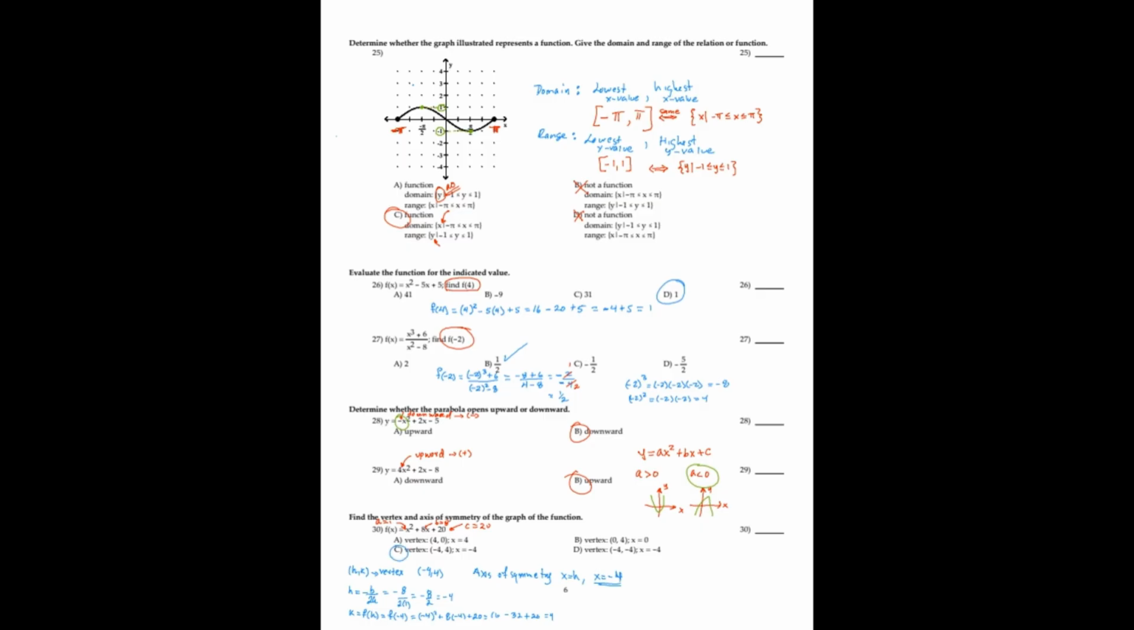We got it? Yes, teacher. So this is the vertex, negative b over 2a. k is f of h.